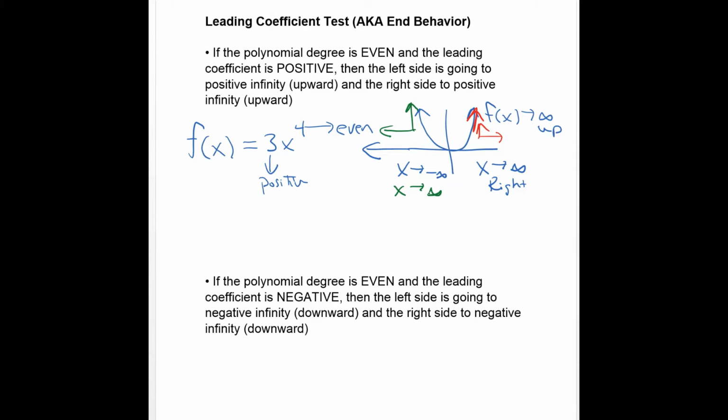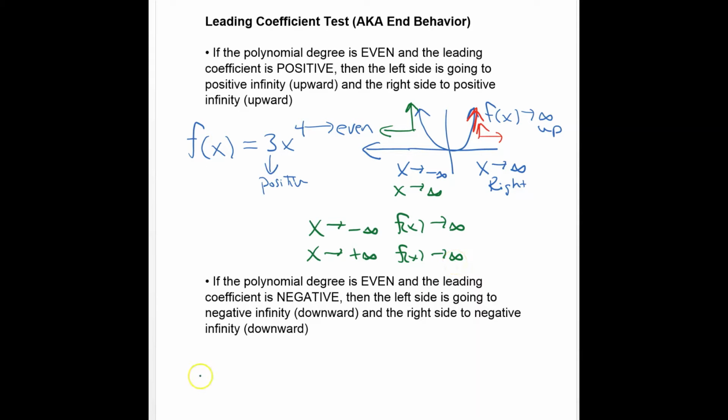So again, to summarize this, as x goes to negative infinity, f of x goes to positive infinity. That means goes to the left, goes upward. As x goes to positive infinity, f of x goes to positive infinity. Again, that means to the right, and this part means upward.